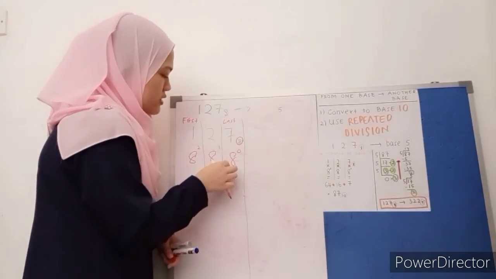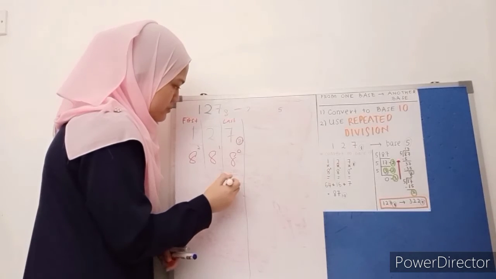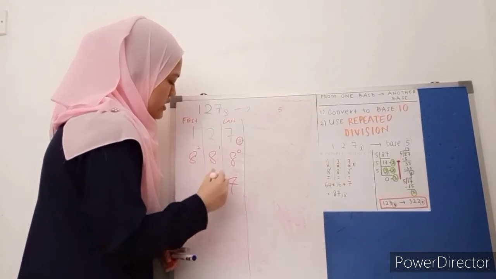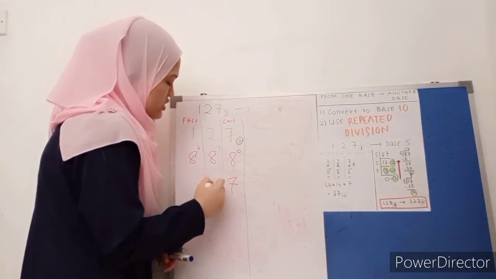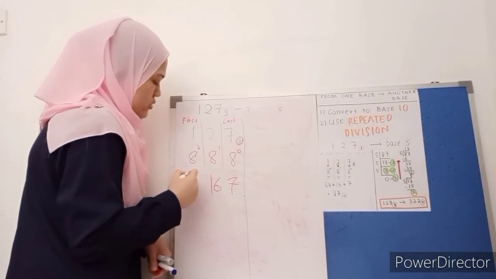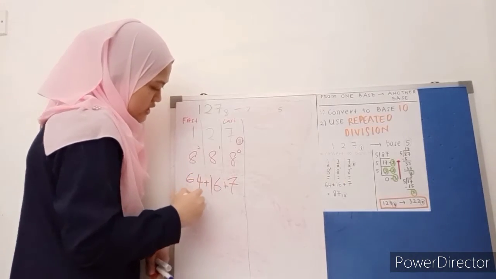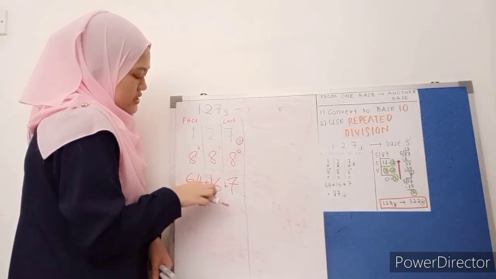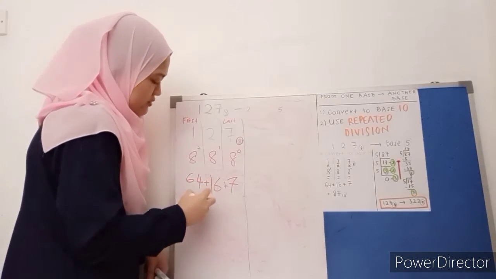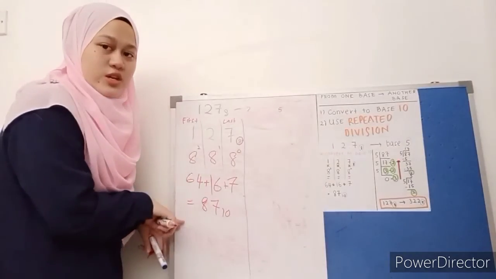So 7 times 8 to the power of 0 is equal to 7. 2 times 8 is equal to 16, and then 1 times 8 to the power of 2 is equal to 64, and then you add them up. 64 plus 16 plus 7 is equal to 87 base 10. Okay, so you get the answer in base 10.